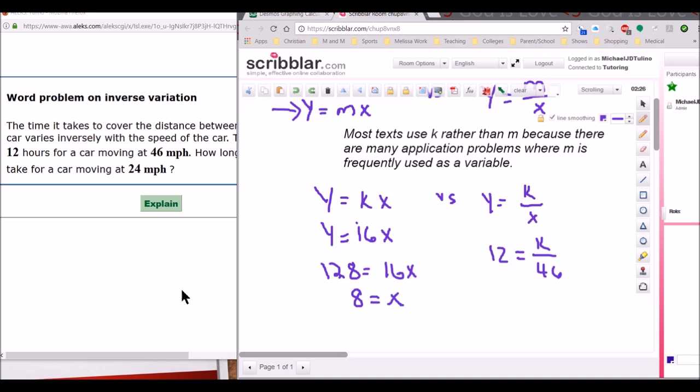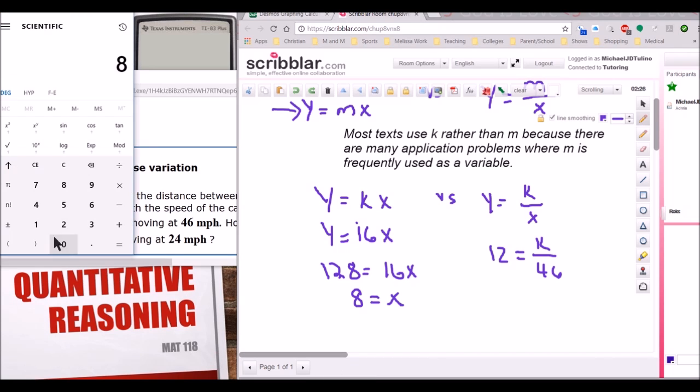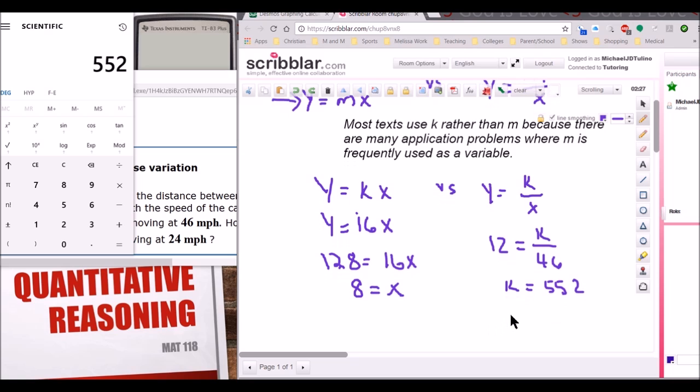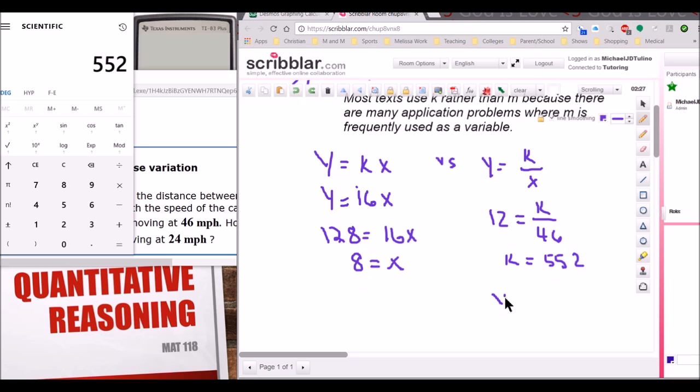All right, and so now what we have to do is multiply. So we have 12 times 46 is 552. So that's actually what K is going to equal. So K is going to be equal to 552. And so the equation we're going to work with is Y equals 552 over the X.